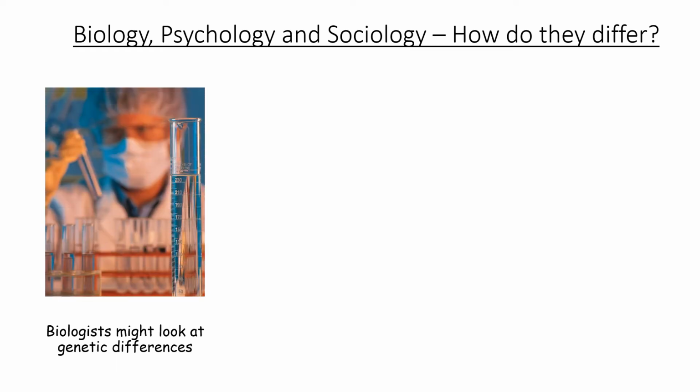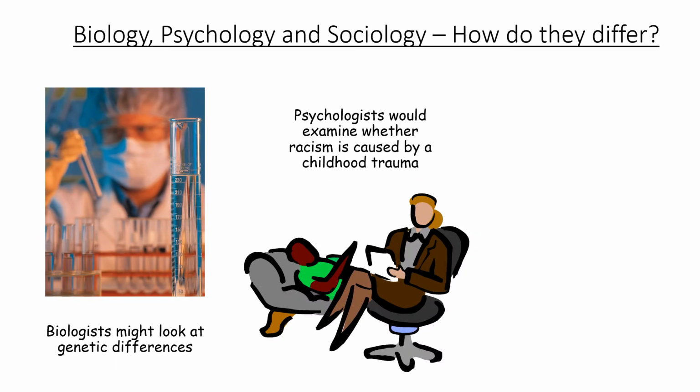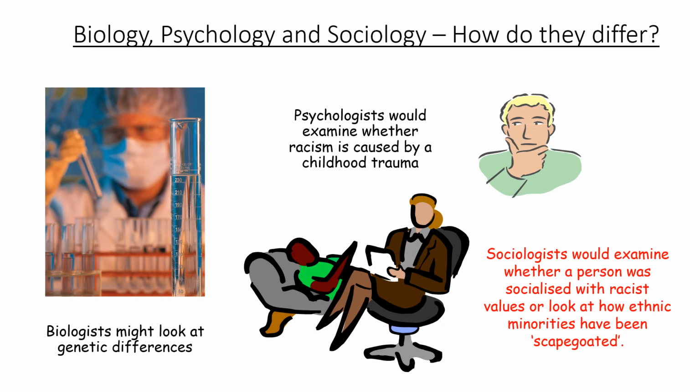Okay, so what is sociology and how is it different to biology and psychology? Well, biology might look at genetic differences. Psychologists would examine whether something like racism is caused by a childhood trauma, but sociology would examine whether a person was socialised with racist values or look at how ethnic minorities have been scapegoated. So they'd look at the environment that someone's been brought up in and where these ideas might come from.